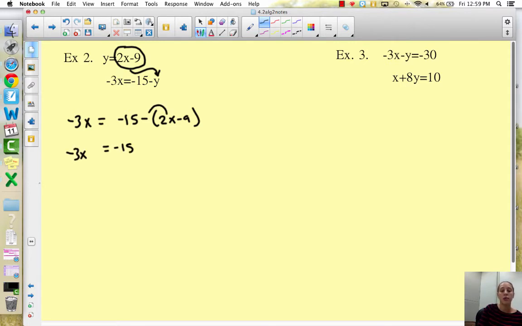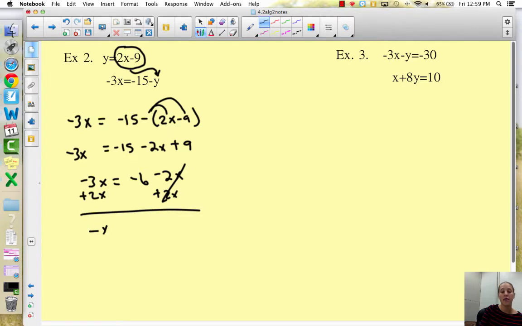And I'm going to distribute this negative all the way. So I get negative 2x and then positive 9, because negative and negative make a positive. And now I'm going to simplify. I'm going to have negative 3x equals, well, negative 15 plus 9, that gets you negative 6, and then minus 2x. And then I'm going to add 2x to the other side. Those cancel. So I get negative x equals negative 6, and then when I divide by negative 1, I get x is positive 6. So there's my x value.